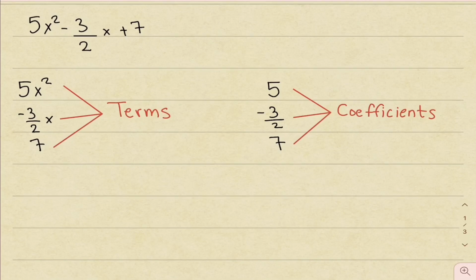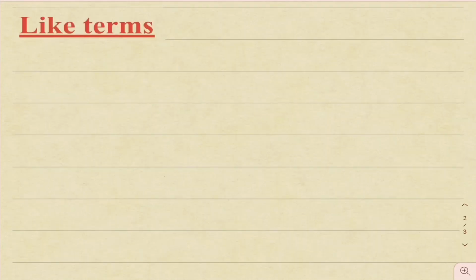Now that we know what terms and coefficients are, I also want to talk about something very important. Like terms. We can add or subtract two terms together only if they are like terms. But what are like terms? Like terms are terms with the same variables and exactly the same exponents.